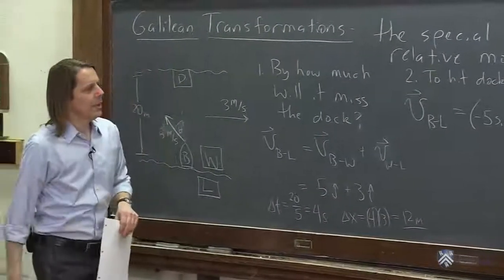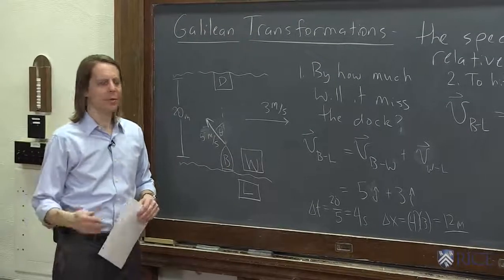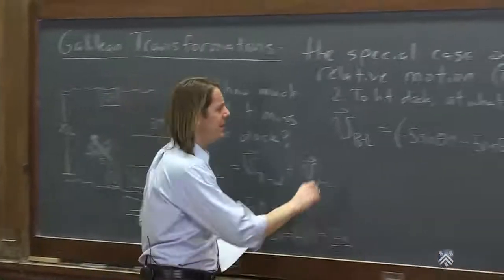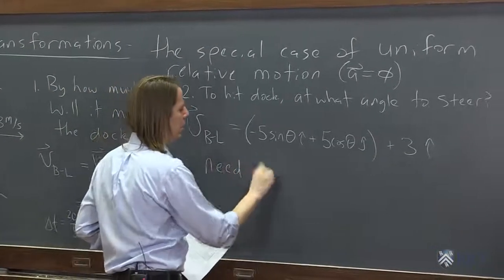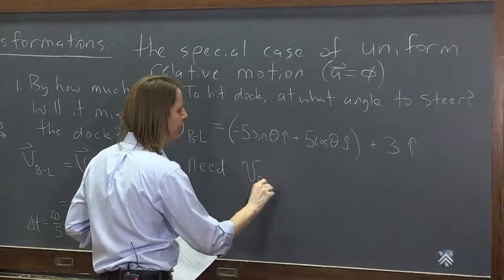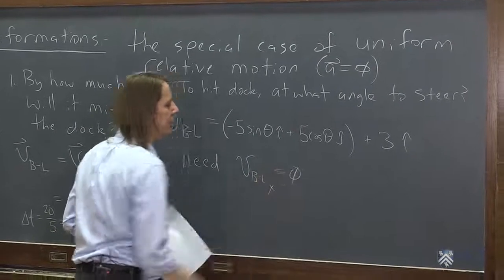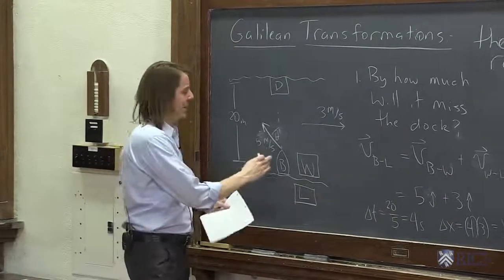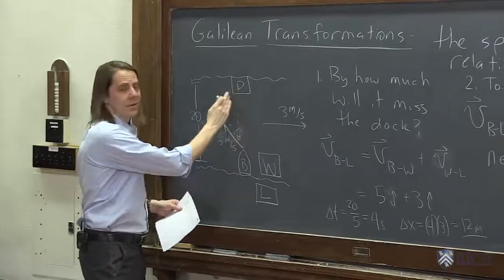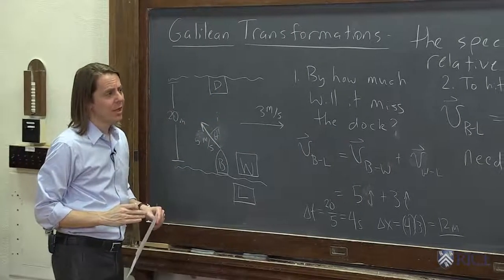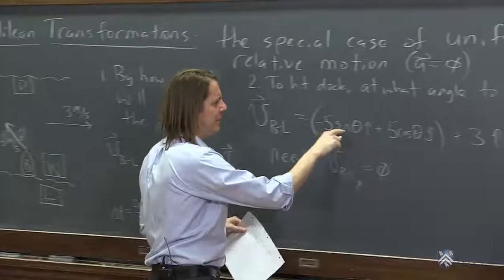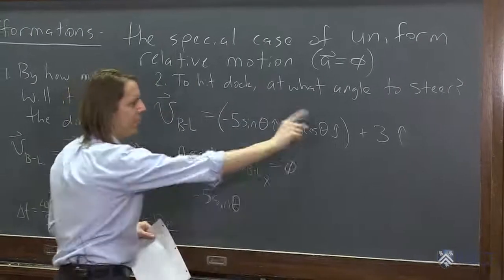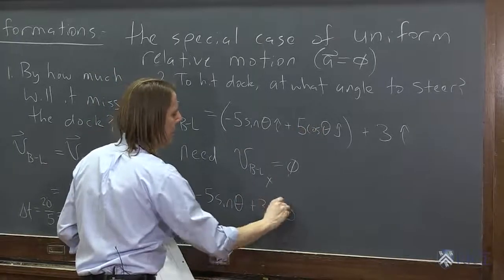There it is. So here are your i-hat components, and here's your j-hat component of what the boat is doing. And then you've got to go to the problem and say, what's it going to take to hit the dock? Basically what it's going to take is we need the velocity of the boat in the land, the x component, to be zero. We could take this back to a position problem, but we don't really need to. If the x component is zero, it's just going to go straight like that. So let's write this x component. It's minus 5 sine theta plus 3 has to equal 0.